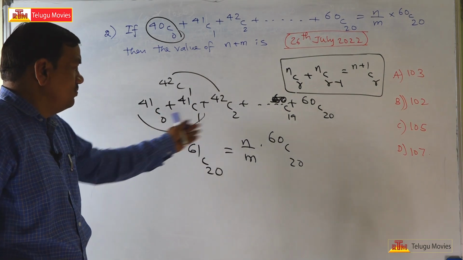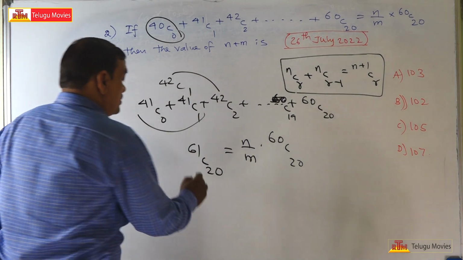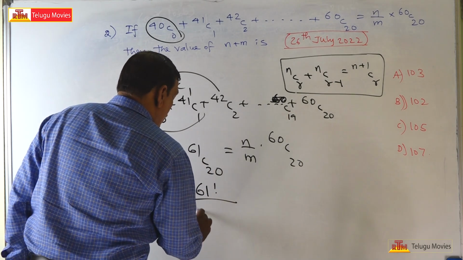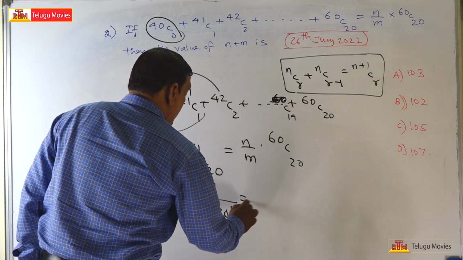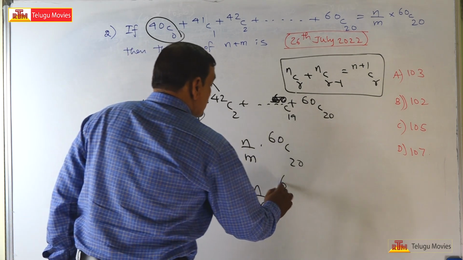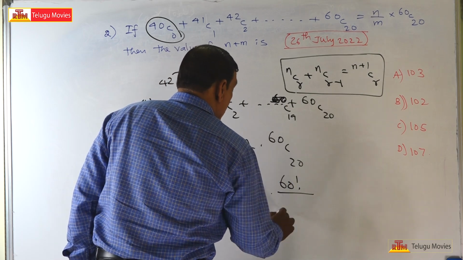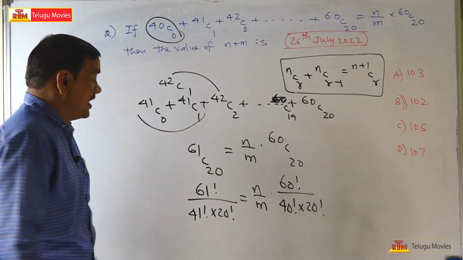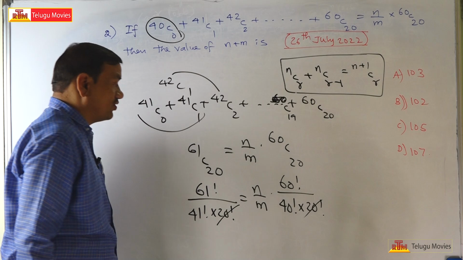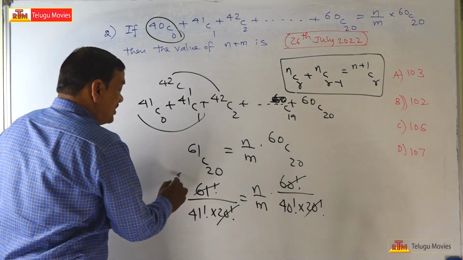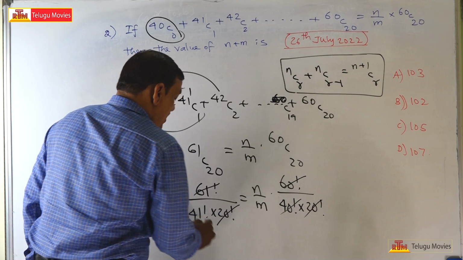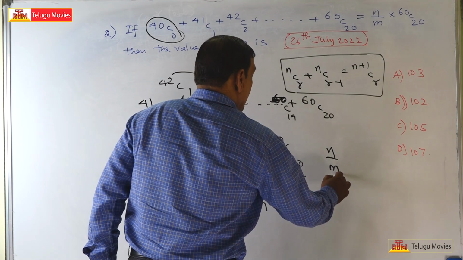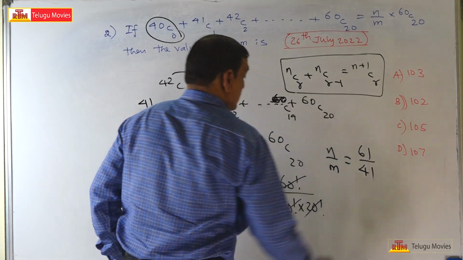Okay? So now expand this formula. This is equal to 61 factorial by (61 minus 20), that is 41 factorial into 20 factorial, equal to n by m times 60 factorial by (60 minus 20), that is 40 factorial into 20 factorial. Now you can cancel 20 factorial here. So here 60 factorial becomes 61, and 40 factorial becomes 41. Therefore, on the whole, n by m is 61 by 41.